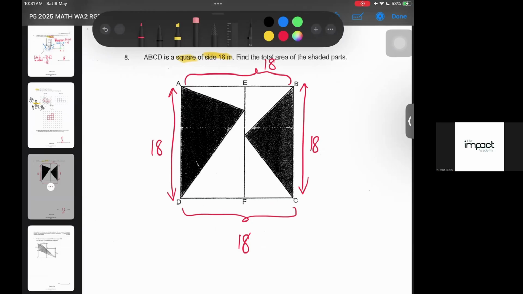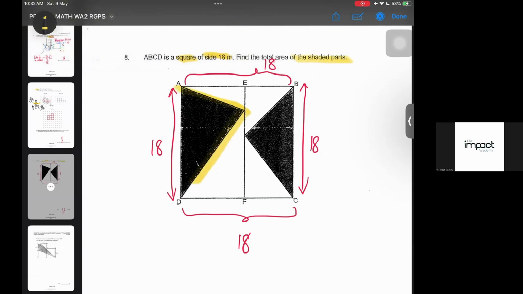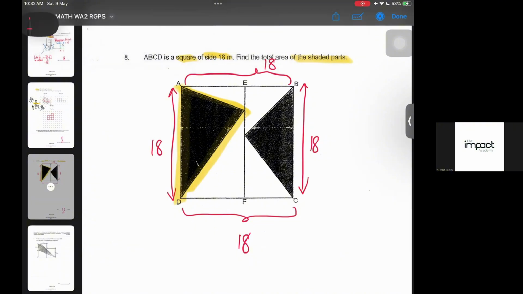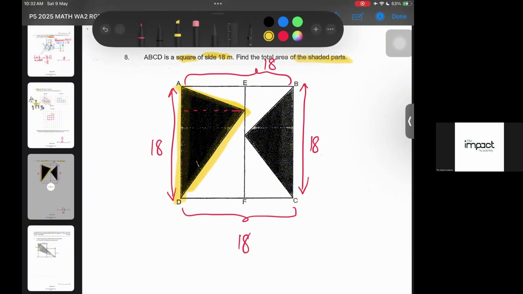First thing first, they want us to find the total area of the shaded parts. That means they want this triangle. Agree or disagree? This triangle, I know the base, but I don't know what is the height. Anyone knows the height? It's 9. No, you cannot assume that it's 18 divided by 2. You all know why?